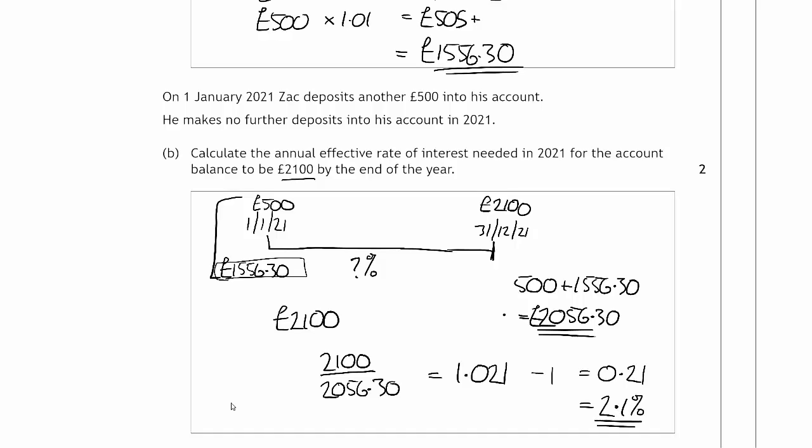Okay, so what happens there is, by the time we put the last instalment of 500, what's in Zach's account is £2,056.30. In order to get it up to the magical 2,100, we need to have this amount of money sitting in the account at a percent for another year at 2.1%, and that will give you his goal of 2,100.